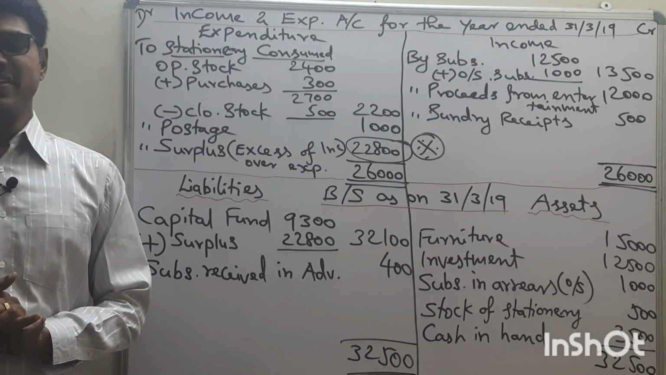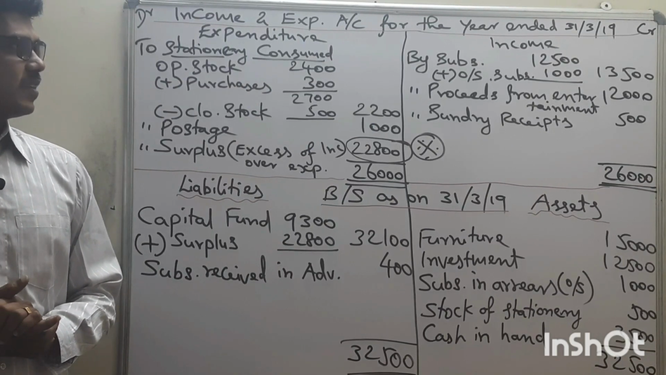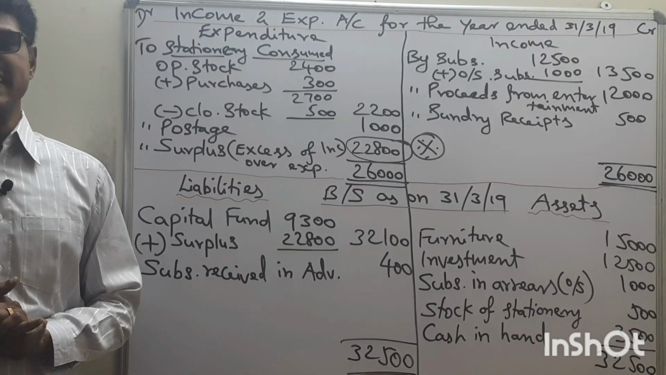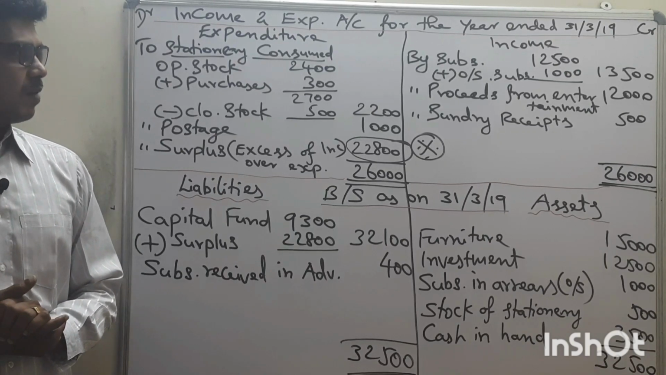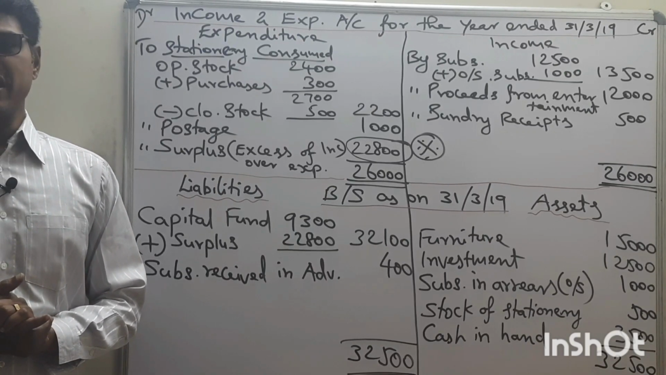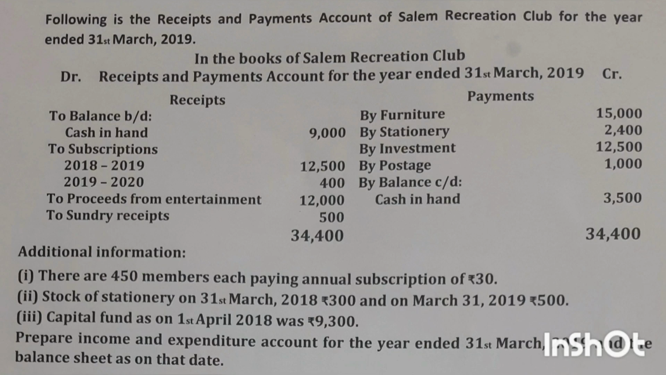Hi everyone. In today's class, I am going to work out another problem in not-for-profit organization. Let me read out the problem and then explain and work it out. What is given in the problem is they have given us receipts and payments account and they ask us to prepare income and expenditure account and balance sheet for the year ended 31st March 2019.